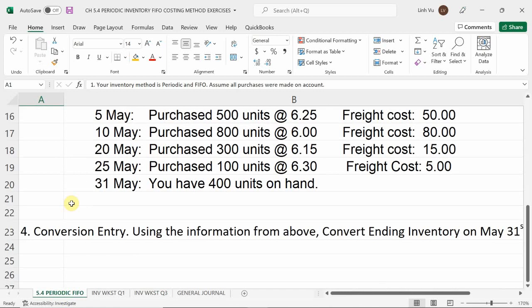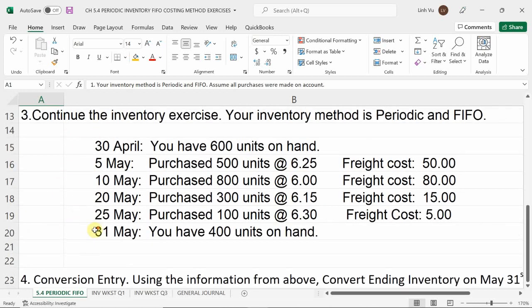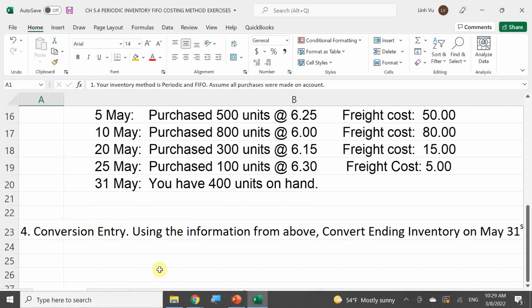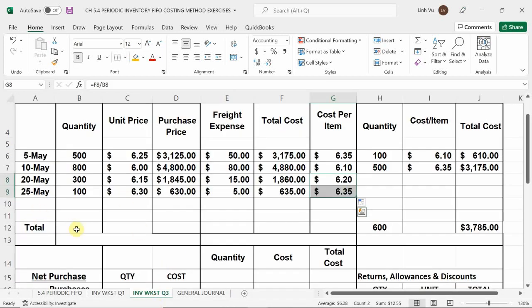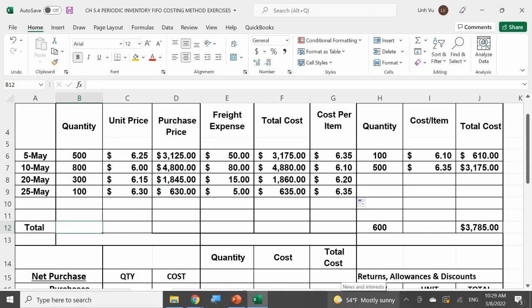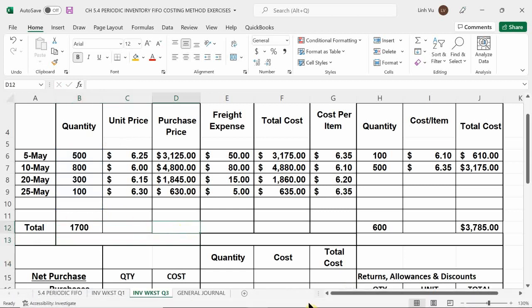Last piece of information that we have here was May 31st. You end up having 400 units on hand. Okay, so therefore we reach the end of our accounting period here. We reach the end of May. So now we need to go ahead and calculate our numbers. So first things first is we need to figure out what our total sum of purchases is going to be. So in this case, what's the total quantity that I bought? 1,700 units, okay? At what total purchase price?